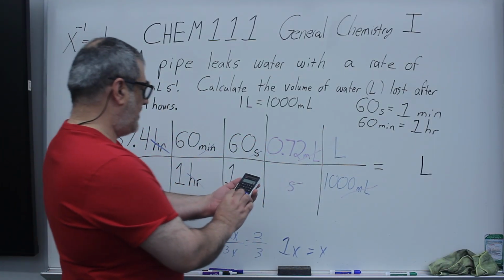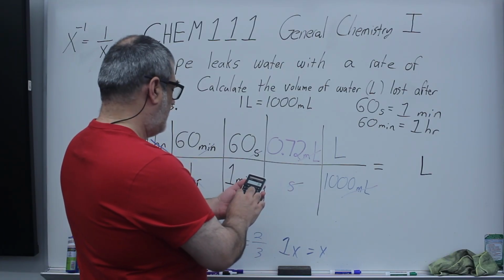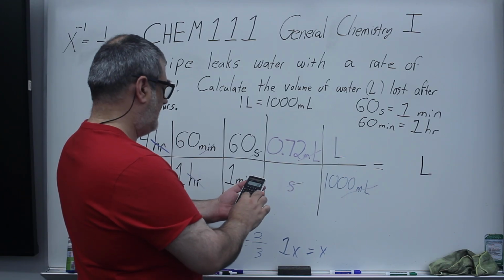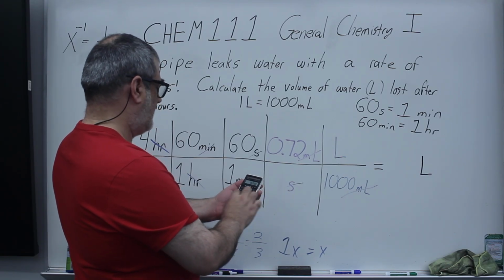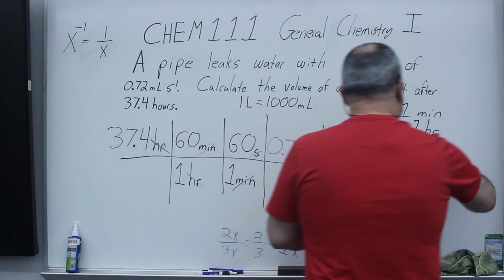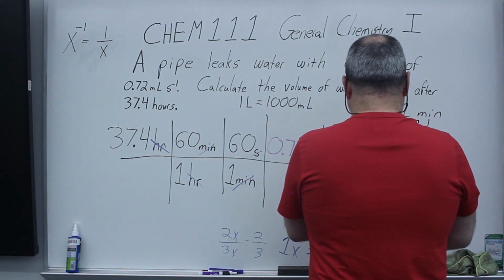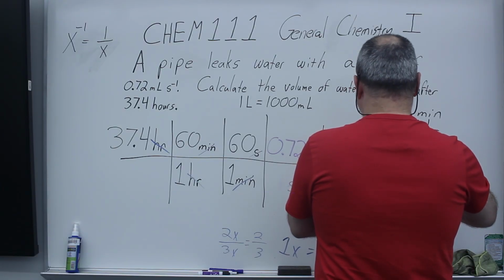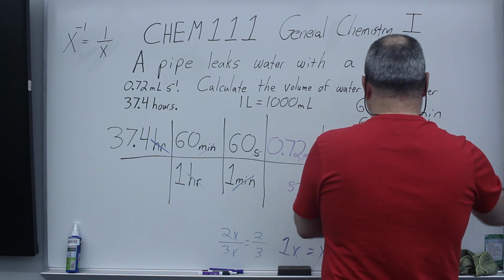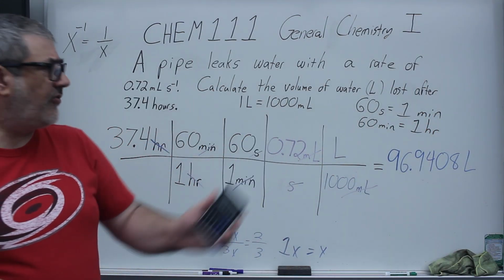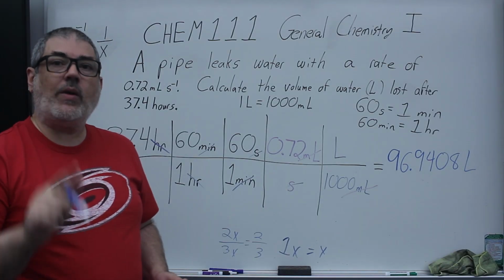So let me do this. I don't actually know the numerical answer. Times 60 times. Okay. And this gives me, I'm going to write it the way my calculator has written it, 96.9408 liters. Okay? That's what my calculator is telling me, and that is numerically correct.